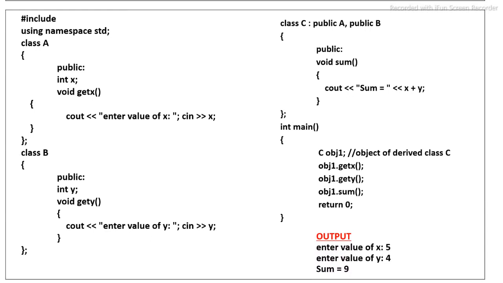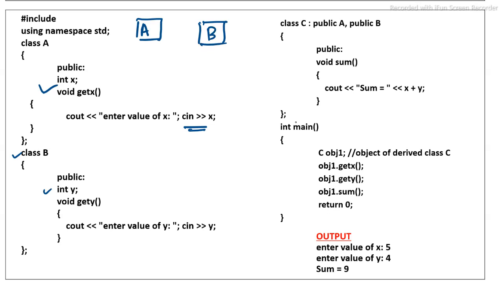In this example, we have taken class A. Inside it we have a public data member integer x and a public member function get x, which takes the input for variable x. Similarly, class B is defined, and B also has one public data member y and one public member function get y.